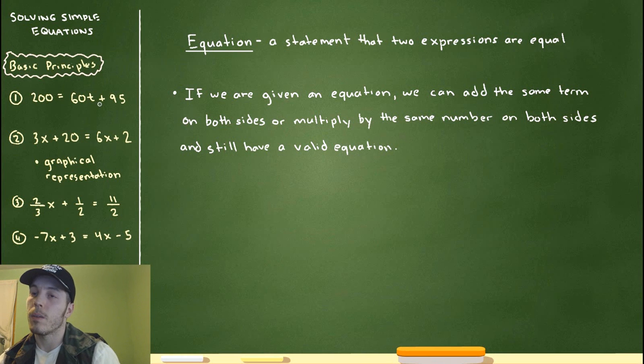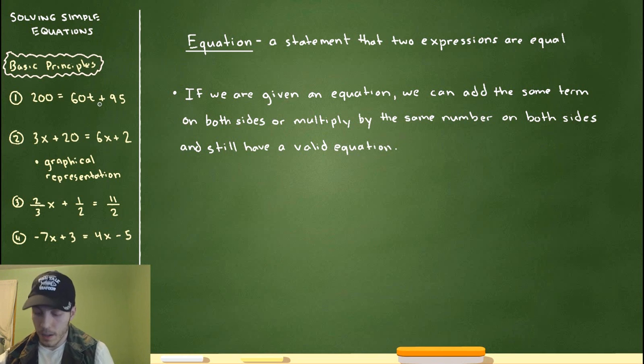And so the basic principle is, if we're given an equation, like in any of those 4 cases, we can add the same term on both sides of the equation or multiply by the same number on both sides and still have a valid equation.